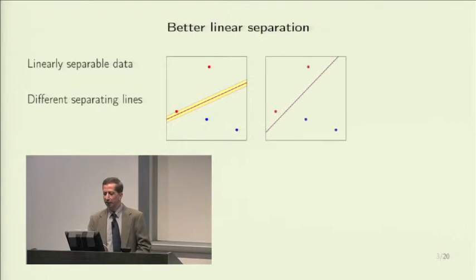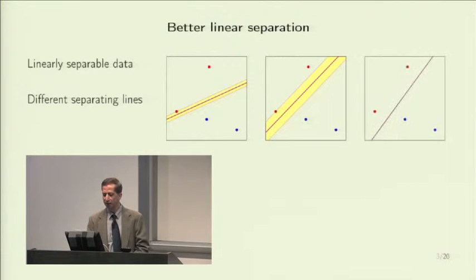Now, you can look at this line, and it does seem to have a better margin. And you can now look at the problem closely and say, let me try to get the best possible margin, and then you get this line, which has this margin that is exactly right for the blue and red points.